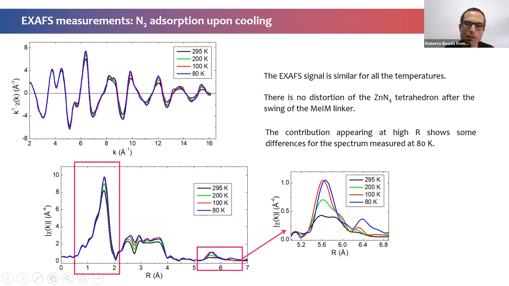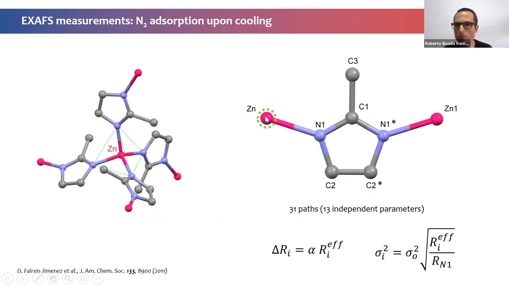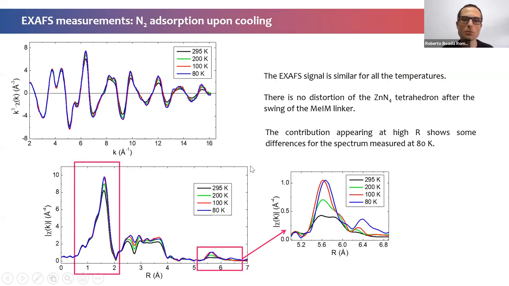Otherwise, it's very weird to find. It's complicated to find these contributions at higher R, unless they involve very heavy atoms or have this focusing effect. You won't be able to see stronger contributions in the Fourier transform. I don't know if I'm answering your question. Yeah, I think it clears something up.